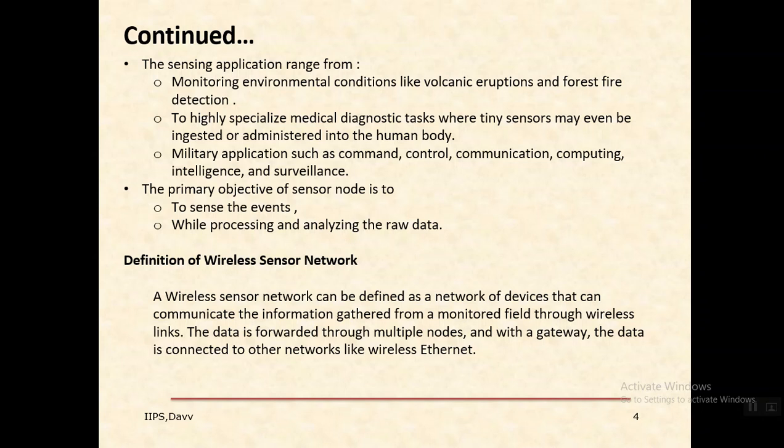Here we sum this up into a definition of wireless sensor network. A wireless sensor network can be defined as a network of devices that can communicate the information gathered from a monitored field through wireless links. The data is forwarded through multiple nodes, and with a gateway, the data is connected to other networks like wireless Ethernet.